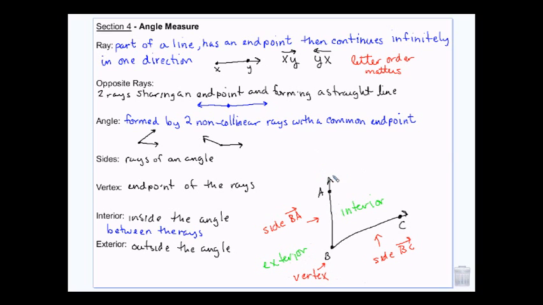And the interior continues, even though my angle picture stops here, the angle continues on forever. So anything in that V that goes on forever would be in the interior. So something right here would still be in the interior because this line would come up past it on this side. Does that make sense?